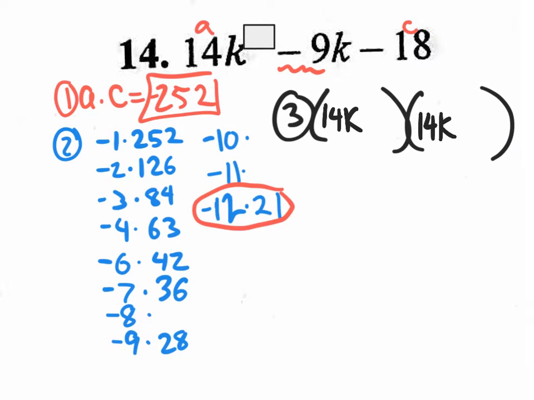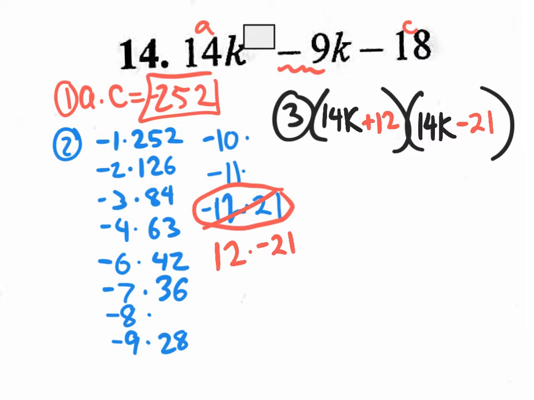And then you take that pair of numbers, negative 12 and positive 21. Wait a minute. If I combine those, I do not get a negative 9, I get a positive 9. So I need to change those signs, right? So it's going to be a positive 12 times a negative 21, not negative 12 and positive 21. So you're really going to have that positive 12 right there and the negative 21 right there. And that is step 3.